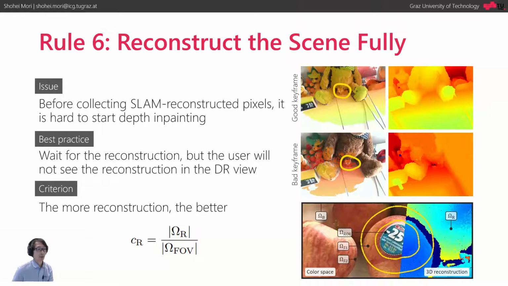Finally, Rule 6. Reconstruct the scene fully. 3D inpainting relies on depth samples from the system. That is, the scene should contain enough depth pixels. Since users do not see the reconstruction running in the background, especially in applications showing the visible color space, the system must internally know how many reconstructed pixels exist within the field of view.